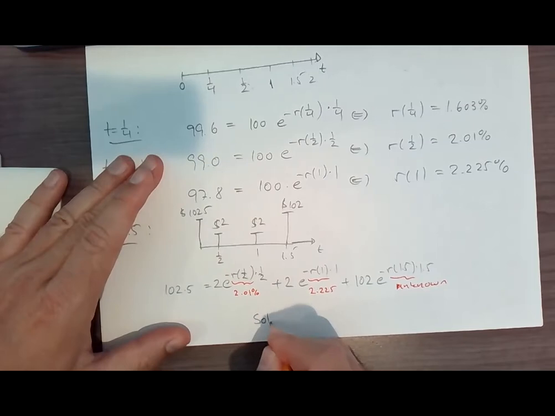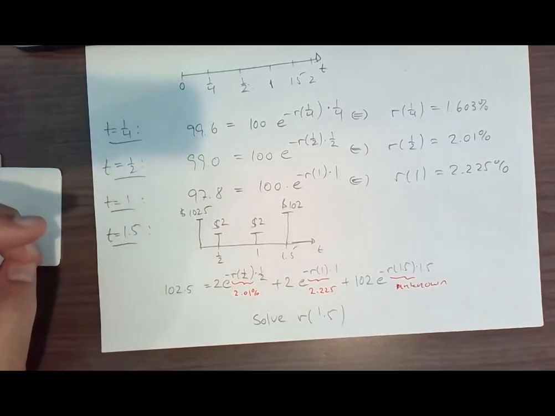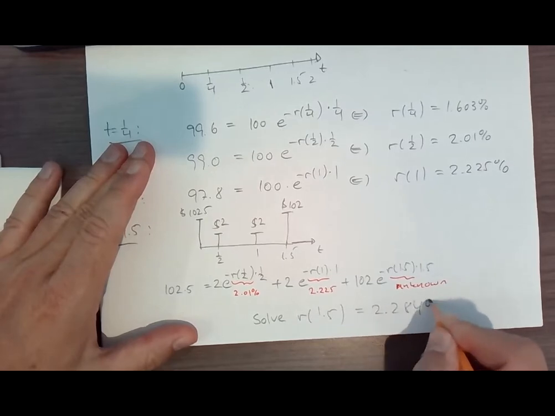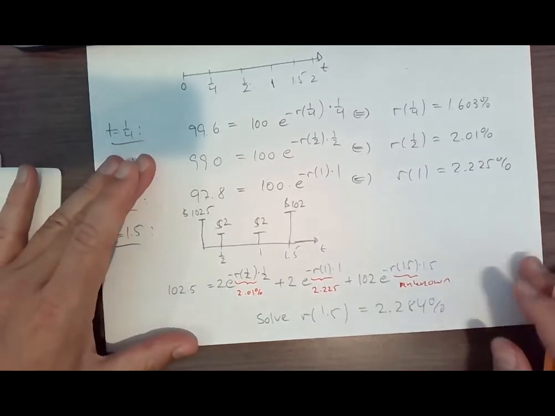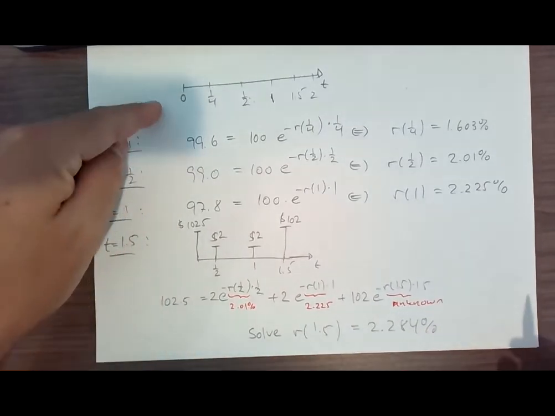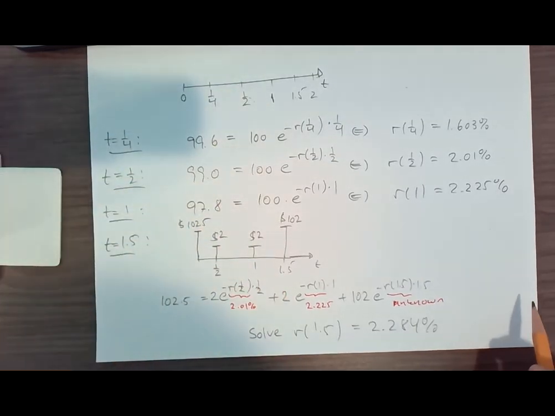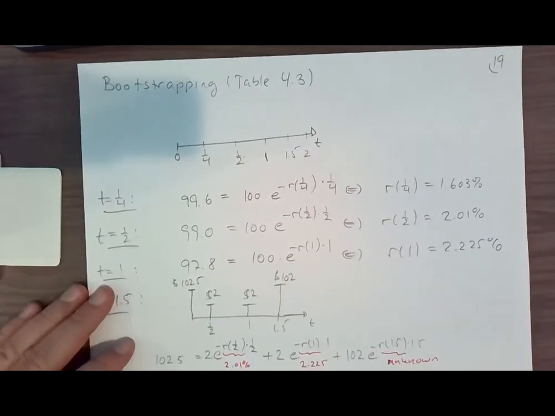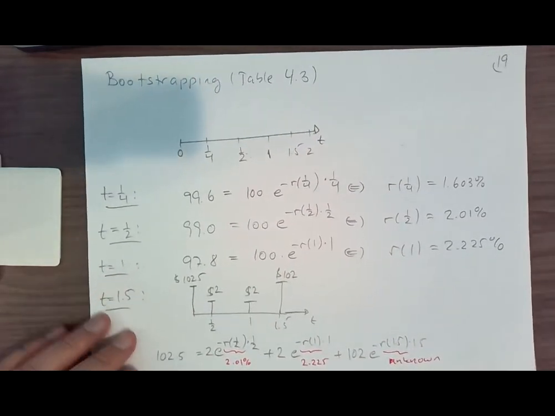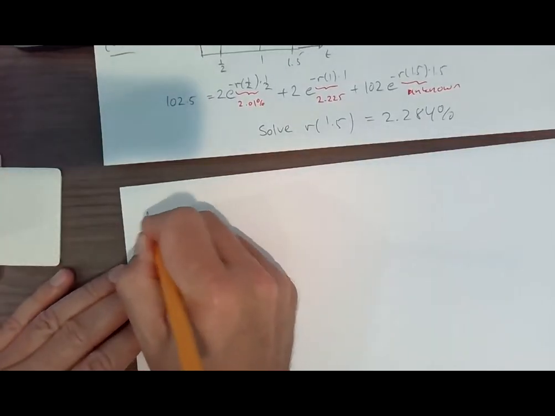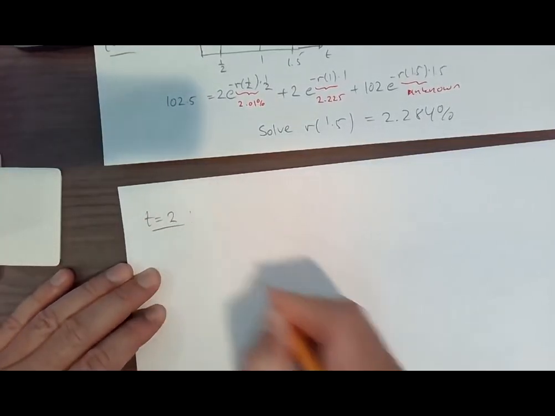So you solve for r 1.5, and you're going to get 2.284%. So that's the bootstrapping element. You take these previous ones that you have computed and you plug them into this one. He does one more, so let me do that one too. Go all the way out to 2.